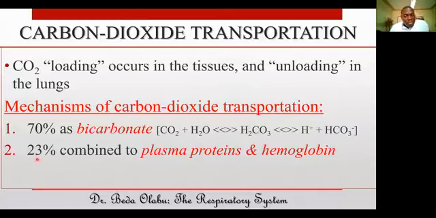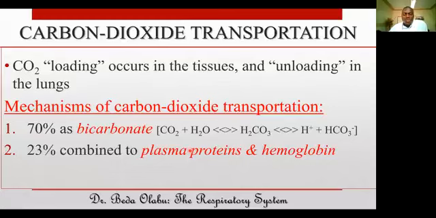Okay, the second mechanism in which carbon dioxide in blood is carried is when the carbon dioxide binds to some molecules. They could be the plasma proteins or even hemoglobin itself. So the point here is that carbon dioxide binds to molecules. They are protein molecules. Hemoglobin is still a protein molecule. Plasma proteins are still protein molecules.